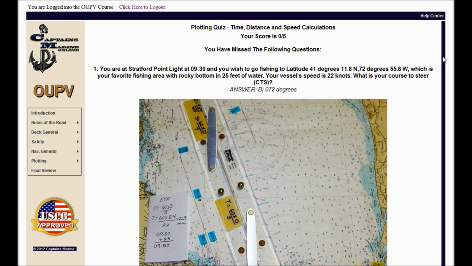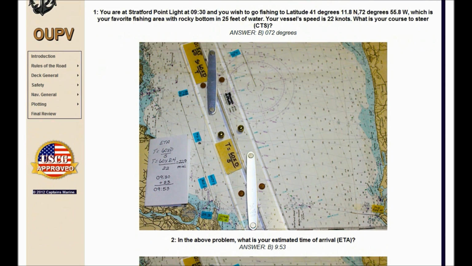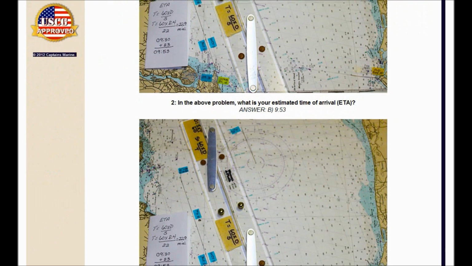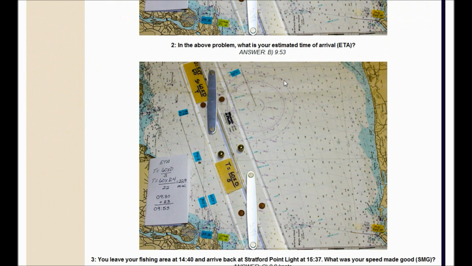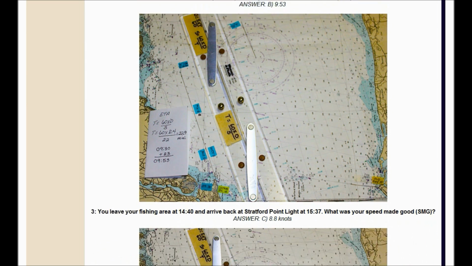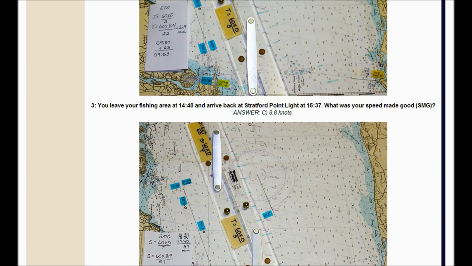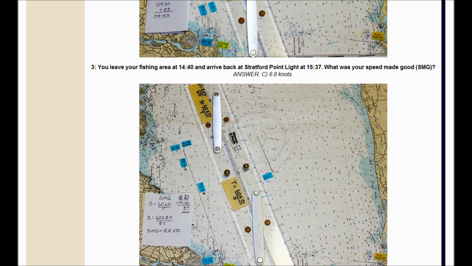If you scroll down, that was question number 1. Here comes question number 2 with a screenshot. Again, it gives you the correct answer. In this case, it was 9:53. And it gives you a screenshot of how your plot should have looked and any calculations you should have done. And if you follow it down, it does the same thing for answers 3, 4, and 5.